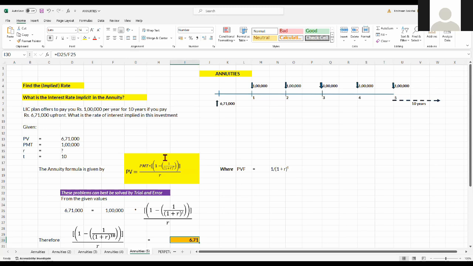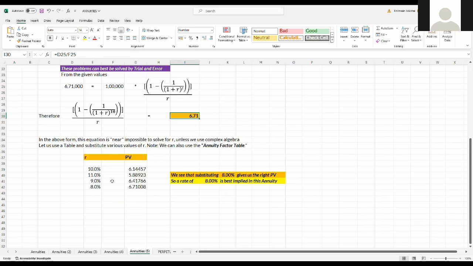For example, we have to start somewhere, so we start at 10%. By putting 10%, we get a present value of 6.14. Now let's say we put 11%. By putting 11%, our value goes down actually.